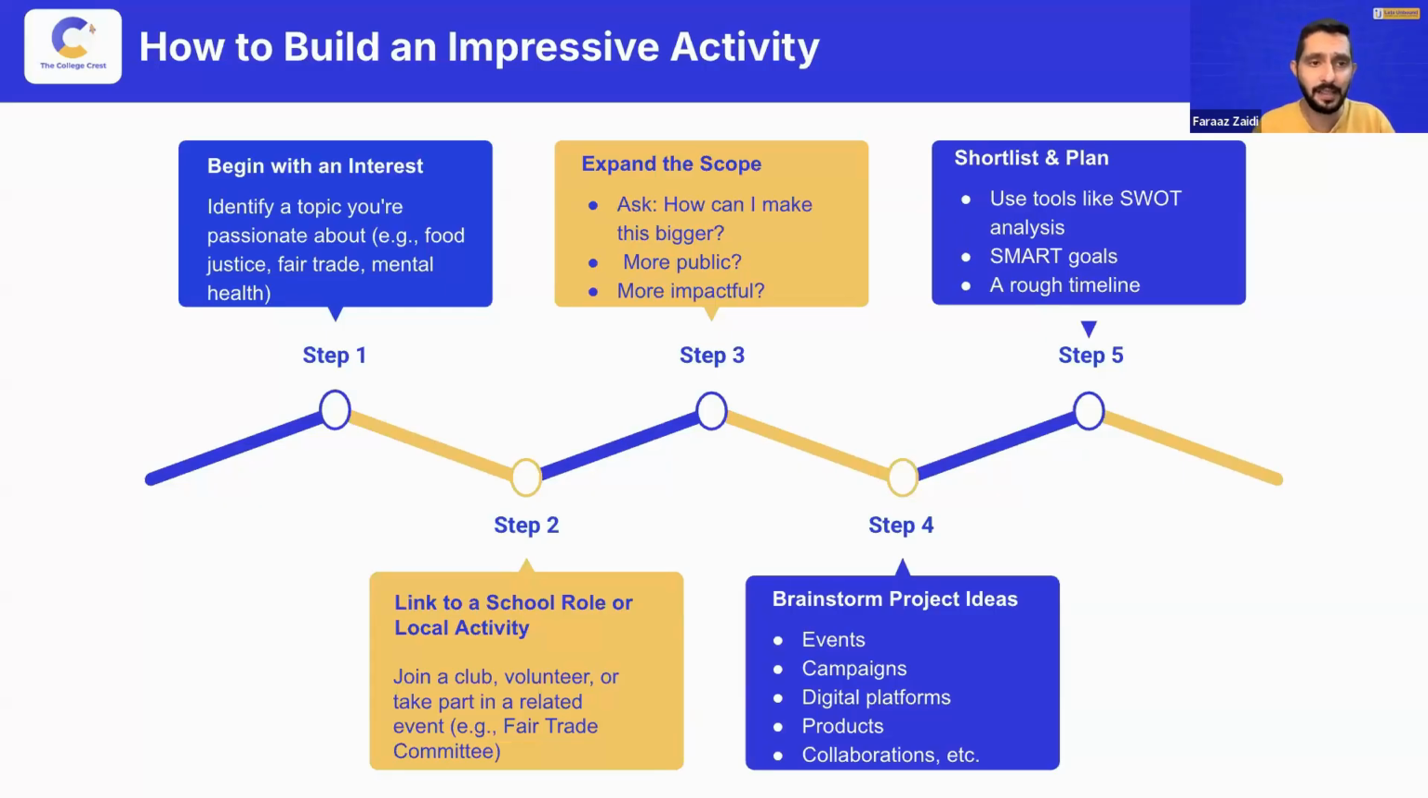The second step that this kid took, she linked the school role to a local activity. Rather than waiting for an opportunity, she joined her school's fair trade committee, which worked on promoting ethical sourcing in the school cafeteria and among students. So this gave her real experience, a support structure, and an early sense of leadership.